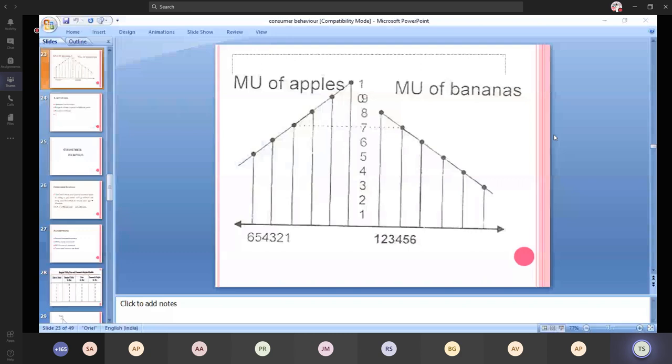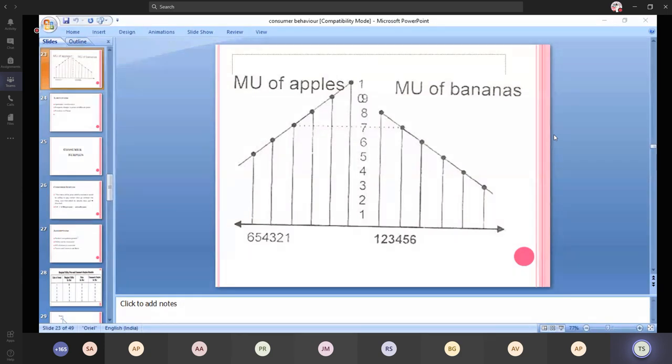So on your left side, the marginal utility of apples was there. On the fourth unit, 6, 5, 4. So the fourth unit of apple gives 7 marginal utility, and likewise on your right side, the second banana gives the marginal utility of 7. So the fourth apple's marginal utility is equal to 7, and the second banana's marginal utility is equal to 7.